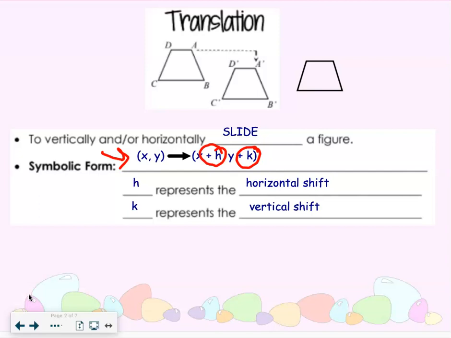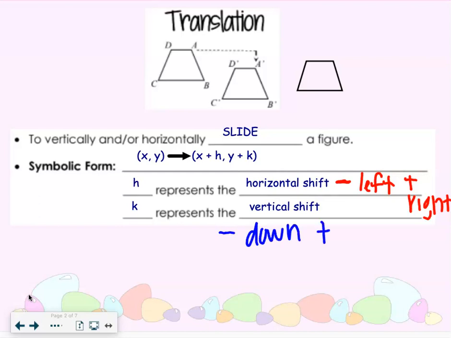Just let's note a few things here. If we had x minus h, remember minus means left and plus means right. And for our vertical, it's a little bit easier to remember because obviously minus means down and plus would mean up. So let's try a few examples together.